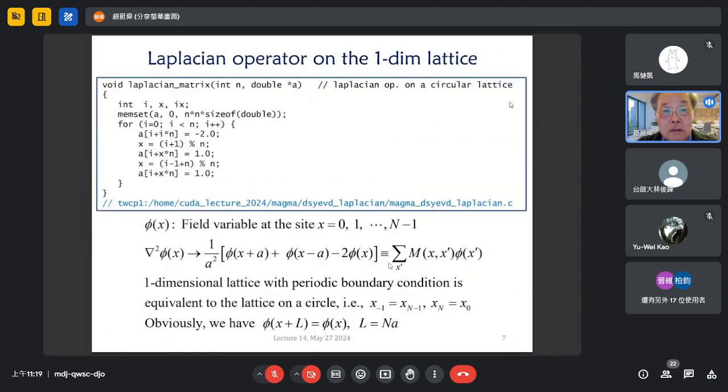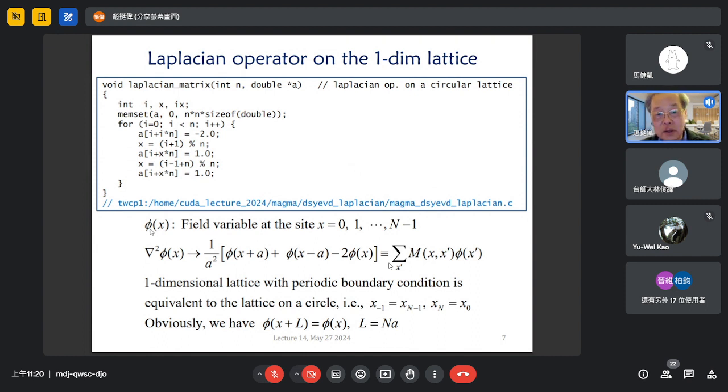So for example, the Laplace operator. In that case, if I want to know the eigenvalue or eigenvector of a Laplacian operator, then I need to call the routine, say DSYEVD, to solve the eigenproblem of a real symmetric matrix. This Laplacian we already discussed many times.